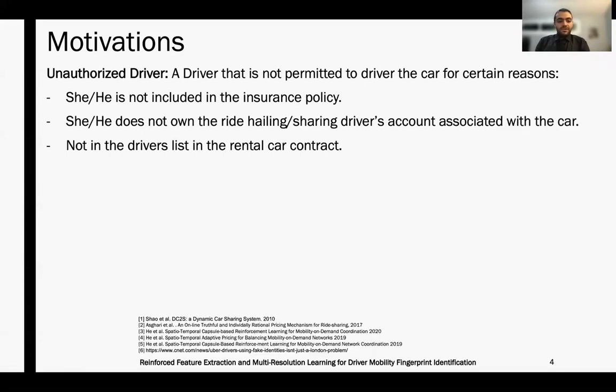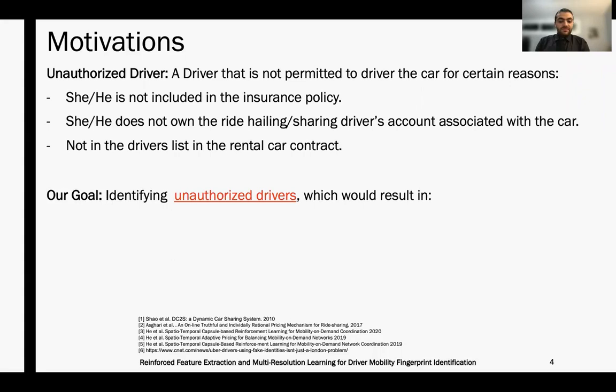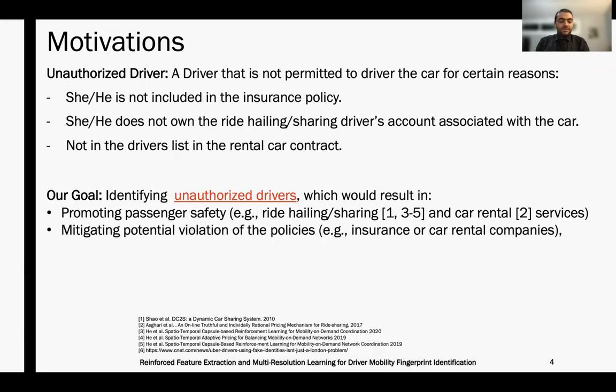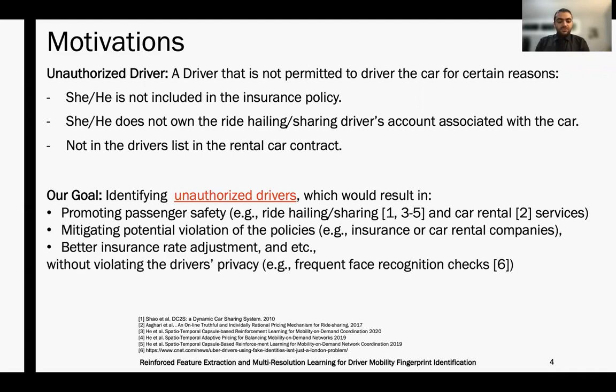So our goal here is to identify such drivers, which would result in promoting passenger safety regarding ride-hailing and sharing services, or mitigating a potential violation of the policies. For example, insurance companies, by monitoring unauthorized drivers, can further do better insurance rate adjustments. And all of these are done without violating the driver's privacy, like using frequent face recognition checks.